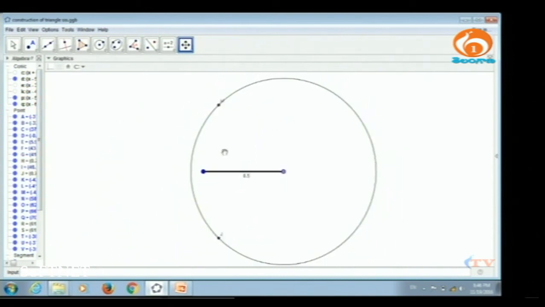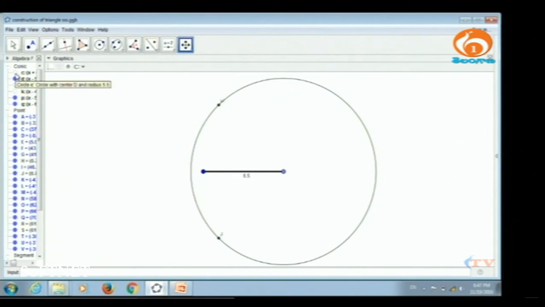Now, this is the path of all points which are 7.5 centimeters away from this point. This is the path, or locus, of all points which are 7.5 centimeters away from this point. Now, that means our A may be on this locus also, on this circumference also. Therefore, how can you determine the position of A?